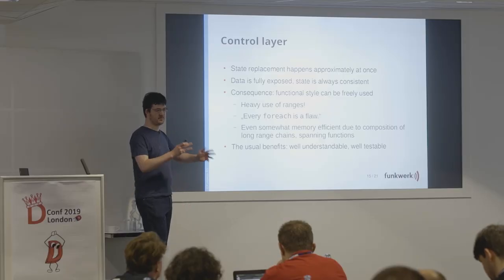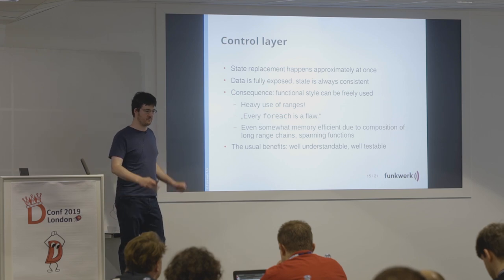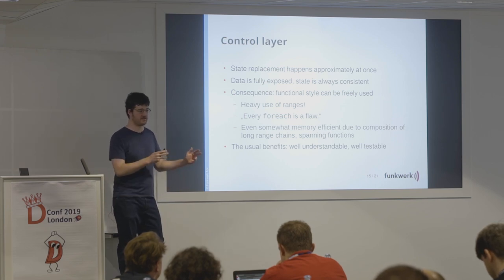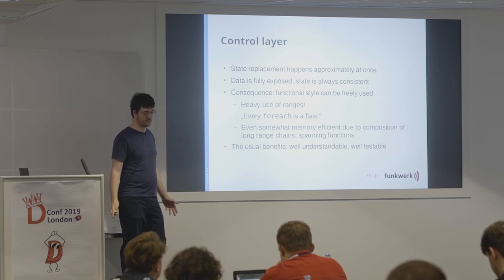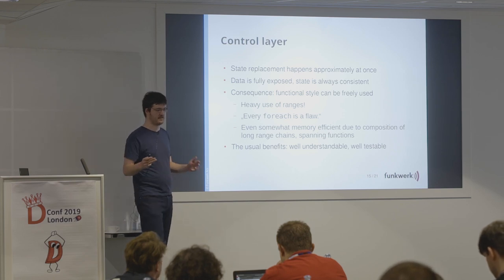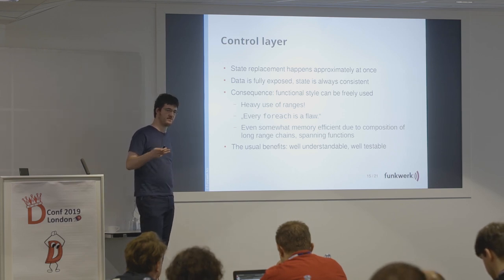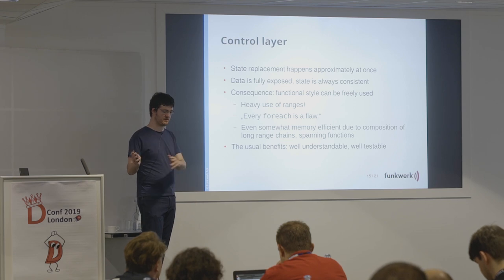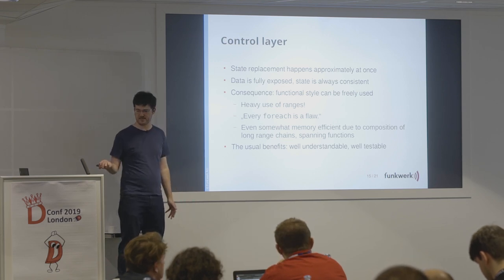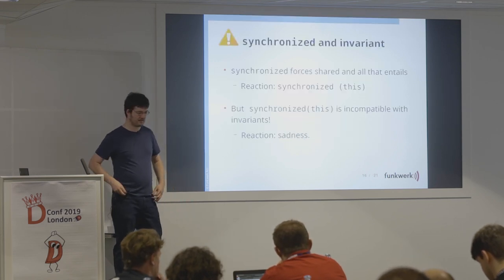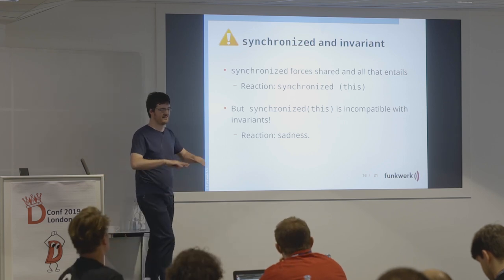You can just build up your transformation, and you can say, okay, just crank this chain of ranges, and you'll be happy. You get your data out at the end, and then you create your new model state, and you can synchronize in one go. Makes testing easier, too. Apropos synchronization, time for another rant.